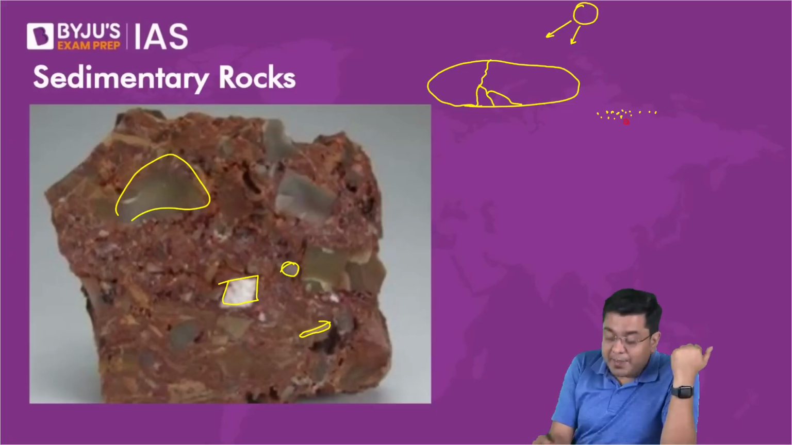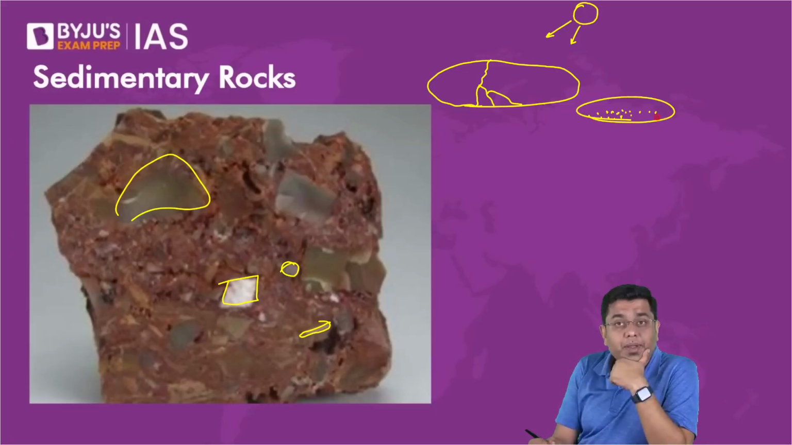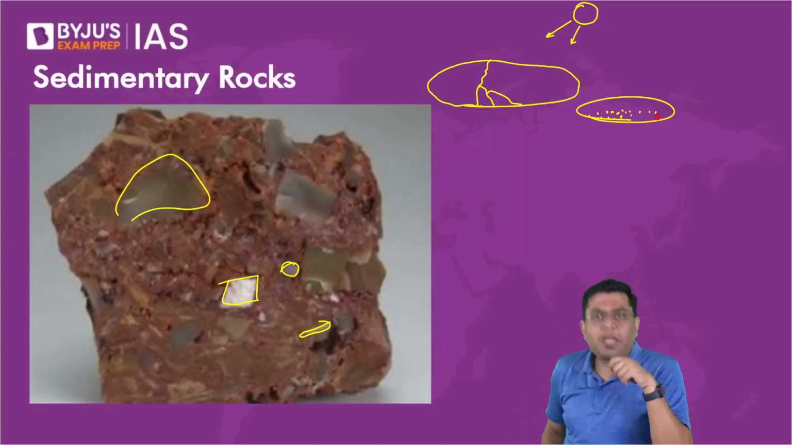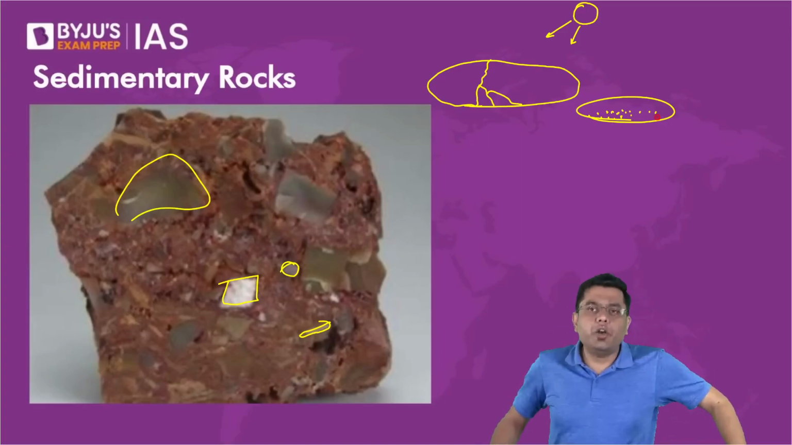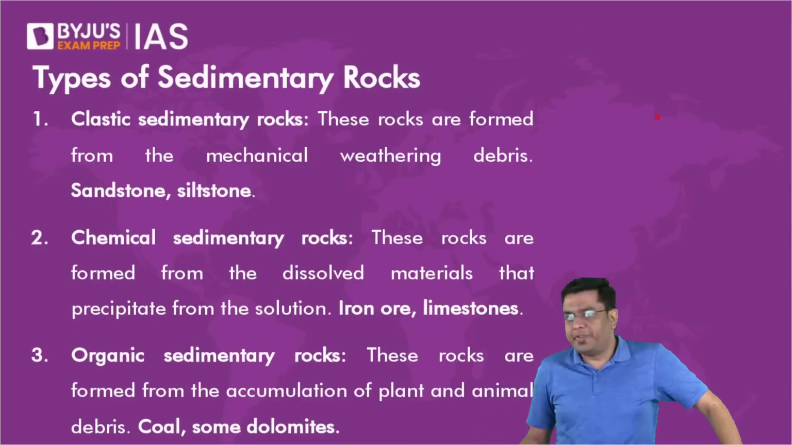Eventually, these deposits might solidify to form another rock altogether, isn't it? That will be called a sedimentary rock because it has been created due to the deposits, hence a sedimentary rock. So, here, when we talk about the types of sedimentary rock, you have three types.